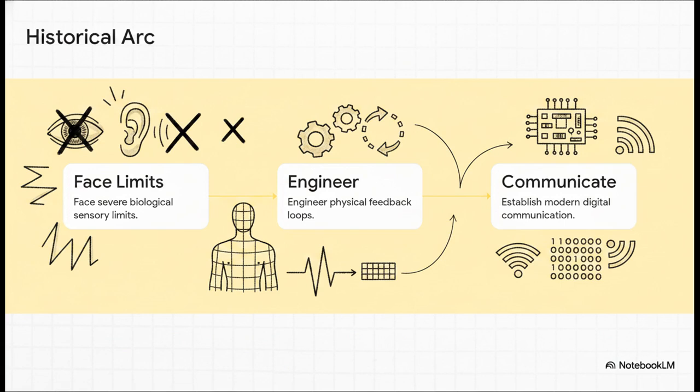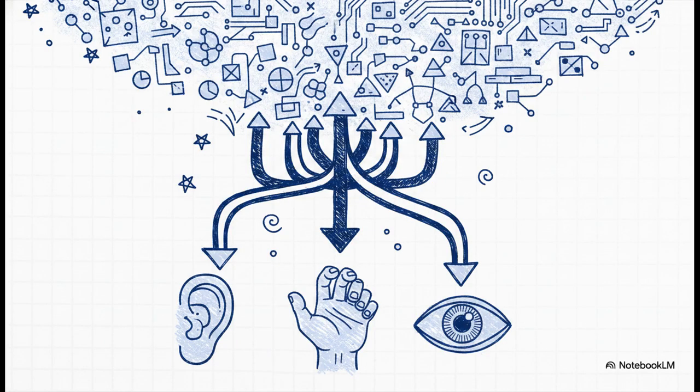So let's summarize this historical arc. Step 1. Pioneers had to face severe biological sensory limits like blindness or deafness. Step 2. To solve this, they engineered physical feedback loops, treating the body as a coordinate space and quantizing data to fit narrow bandwidths. Step 3. The math and mechanics required to solve those earthly, tangible constraints laid the precise, rigid groundwork for modern digital communication. It is all deeply connected.